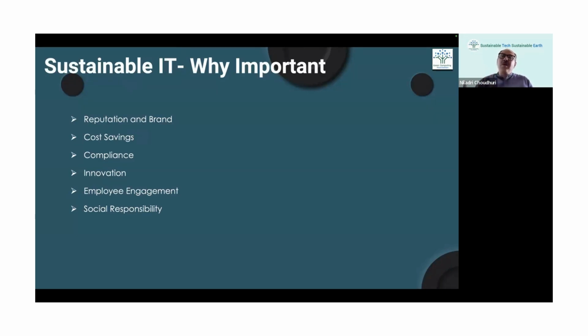If we are green, we will be able to attract more. We will have more employee engagement because innovation is one of the factors. So people want to innovate, be part of that innovation. And finally, the social responsibility part of our journey will also be taken care of.